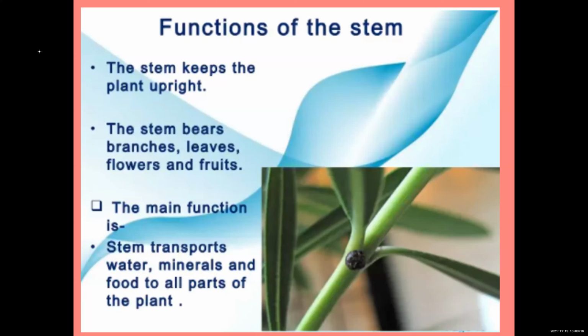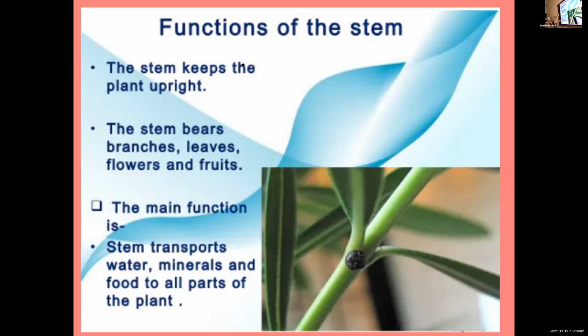The functions of the stem. First function, the stem keeps the plant upright. Plant upright means, whenever the breeze comes, the plants do not fall because of the presence of a strong stem. So the first function means making the plants stand for a long time. Whenever the stem is not healthy, naturally what will happen when the wind blows strongly or faster? The stem will slant. So the first function is that the stem keeps the plant upright.